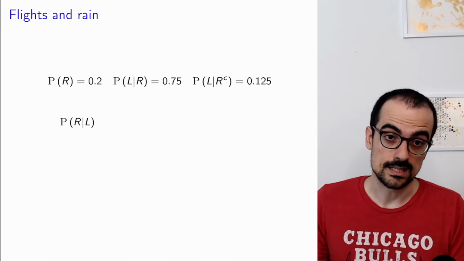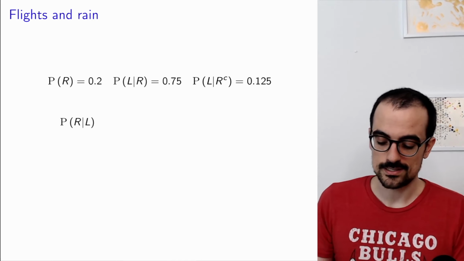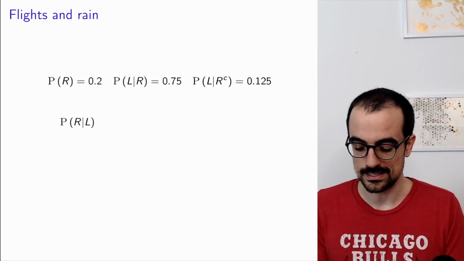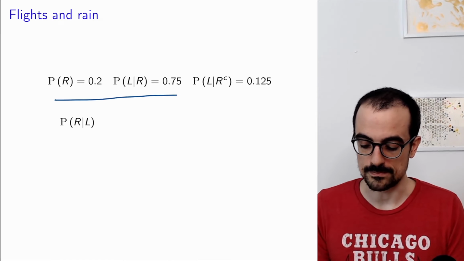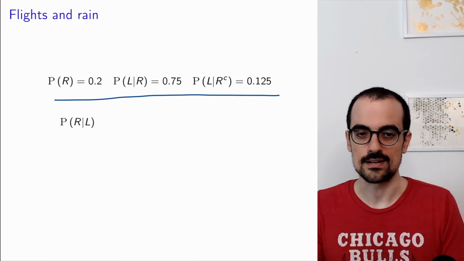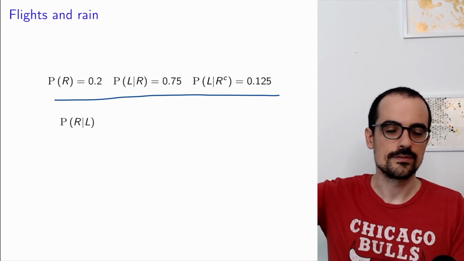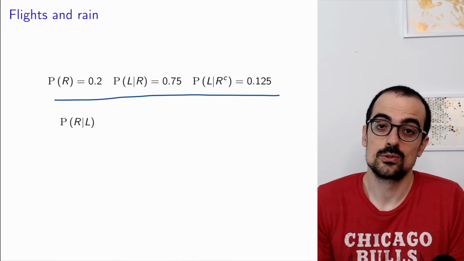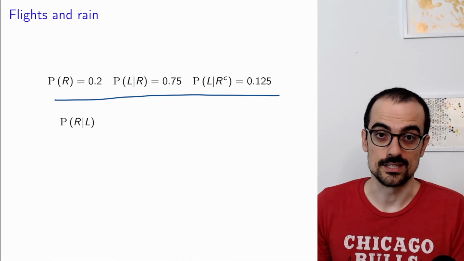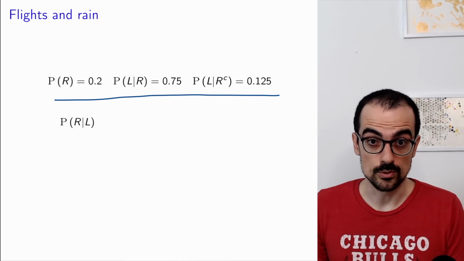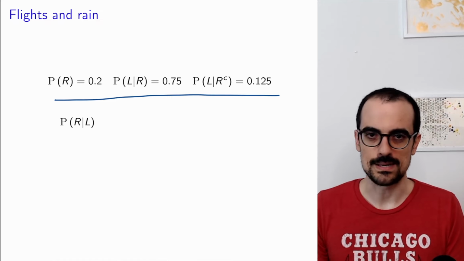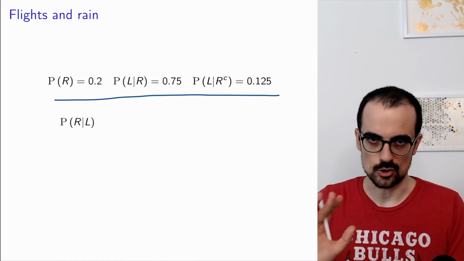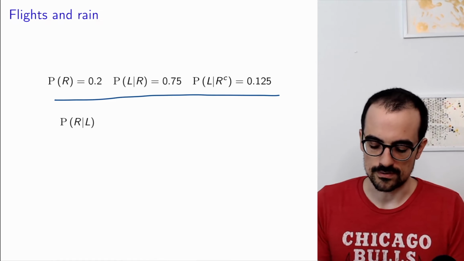So let's take a look at an example. Imagine that for some reason, you have these probabilities that the flight is late if it rains and if it does not rain, and for some reason you don't know if it rained or not, but you know that the flight was late. So you decide to say, what's the probability that it actually rained? So how can we do this? Again, you can just apply Bayes' rule, and that's completely fine. But let's rederive from first principles.